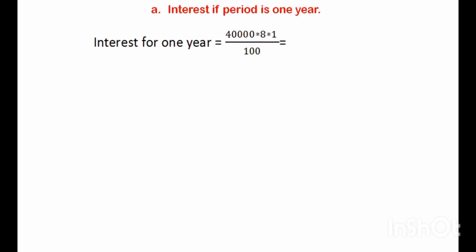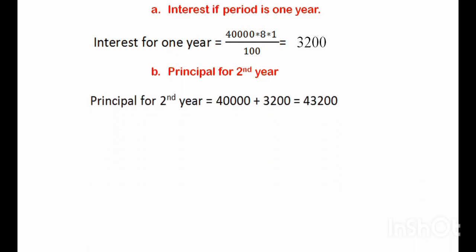Here the principal is 40,000. So 40,000 into the rate of interest, 8, into 1 divided by 100. For this interest, you will get an answer 3,200. And for the principal for the second year, you just add the interest to the principal of the first year. So you will get 43,200, which is the answer.